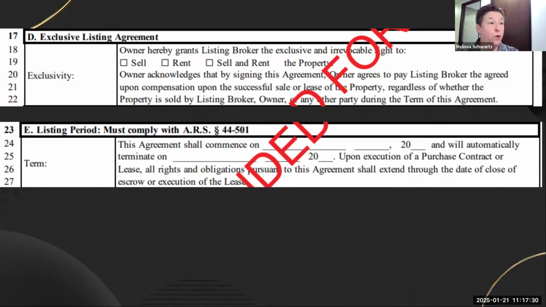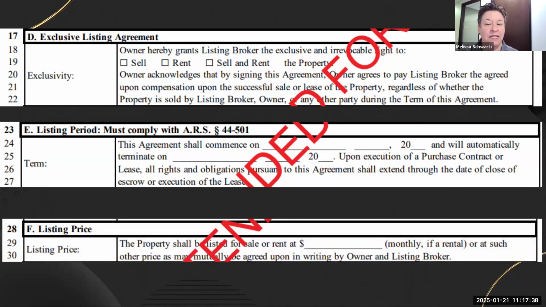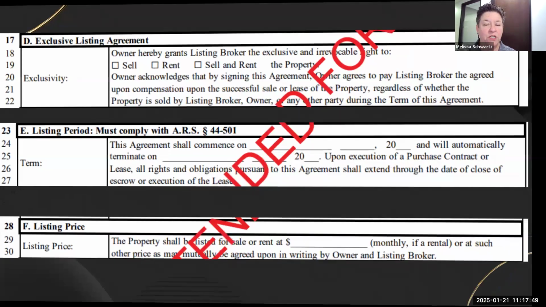Listing period. What do we need for any contract? Start date and an end date. You've got to have both of those. Okay. All right. Listing price. What is the price that it is going on the market for at the beginning? It does say monthly if a rental. So if it's rental, you're putting the monthly amount versus the sale amount.